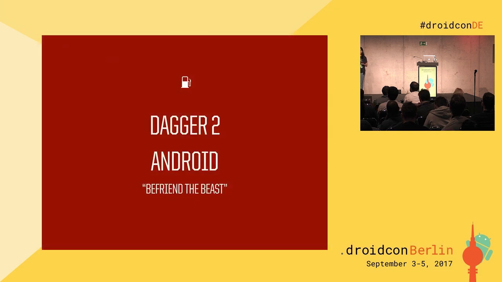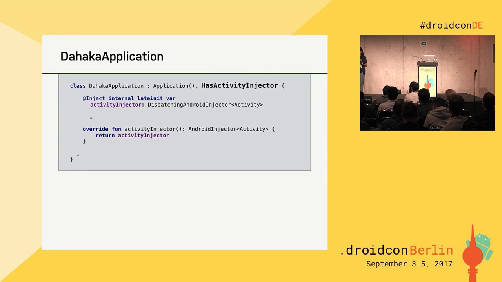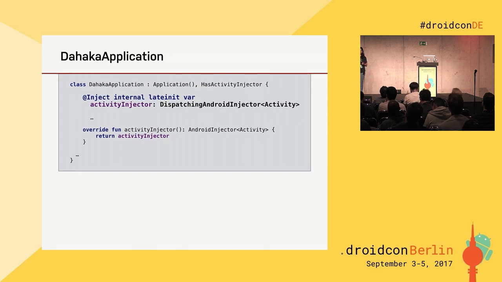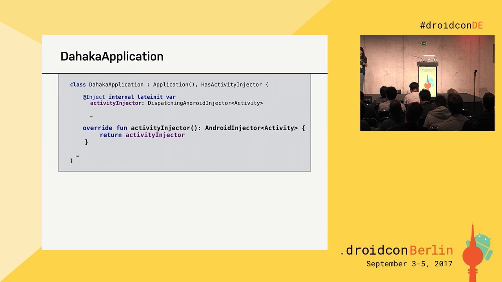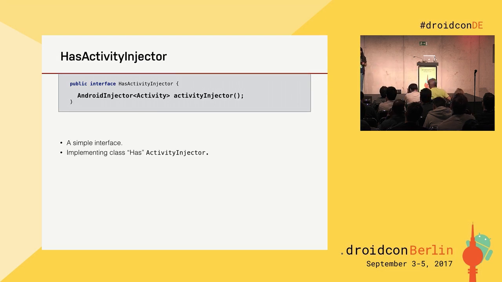Let's briefly look at, I guess I'm running out of time, so let's briefly look at Dagger Android. We have the application class. We have something called HasActivityInjector. We implement it. We need to inject the DispatchingAndroidInjector, and we need to return the same instance. So what is HasActivityInjector? It is a simple interface which says that whoever implements this class has an activity injector.